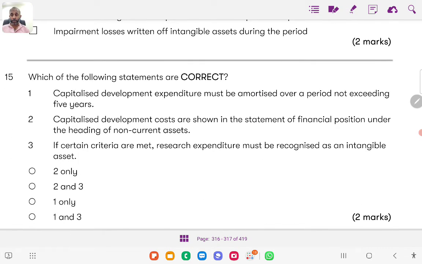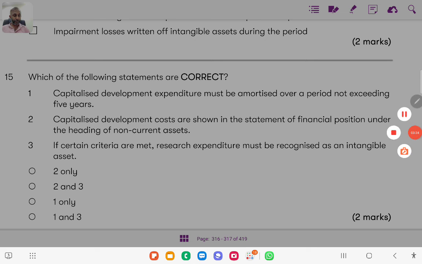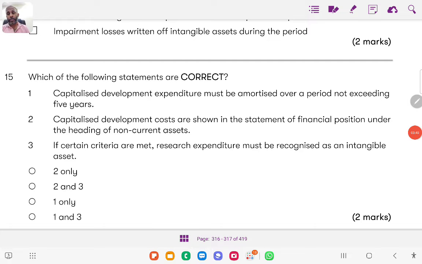Now we go to question number 15. Which of the following statements are correct? Capitalized development expenditure must be amortized over a period not exceeding 5 years. If I refer to the provisions in IAS 38, there are 2 types of intangible assets: those having limited or definite life, and those having indefinite life.